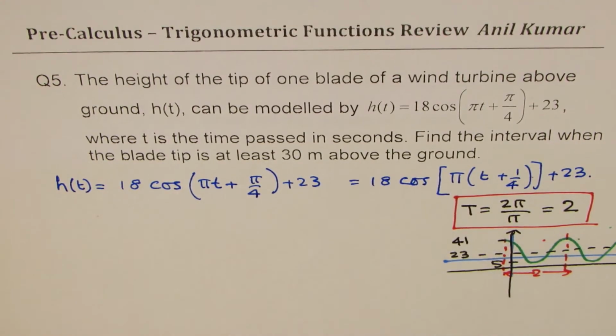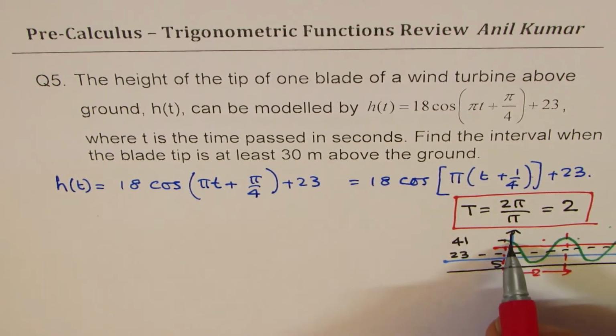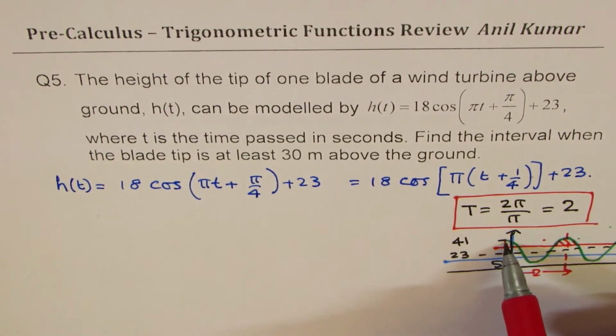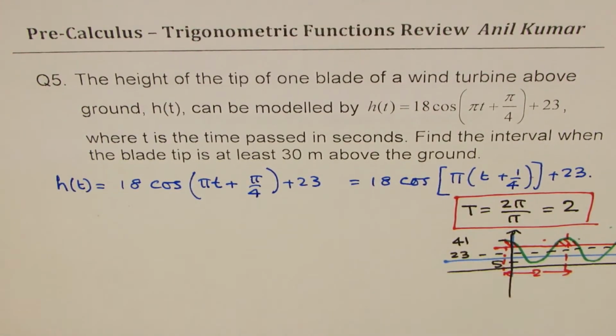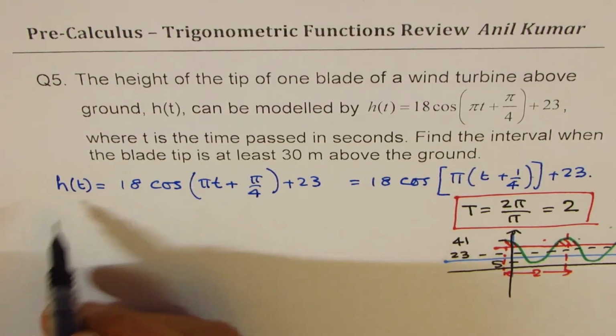So what we're trying to say here is, when is it above 30? So 30 is somewhere there. So we're looking at this line. It could be either this interval or that interval. So let me shade this one, or this one. That is the interval which we are looking for. Is it okay? Right. So when we say 30 meters above ground, let me write 30 here.